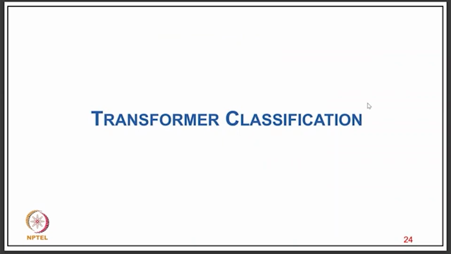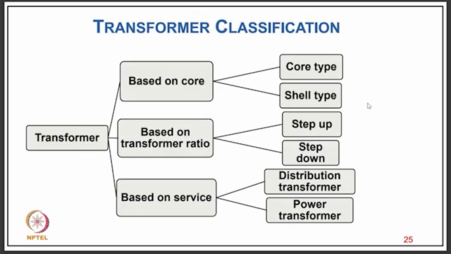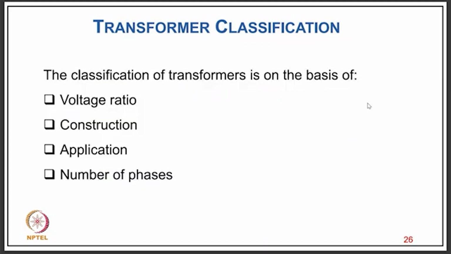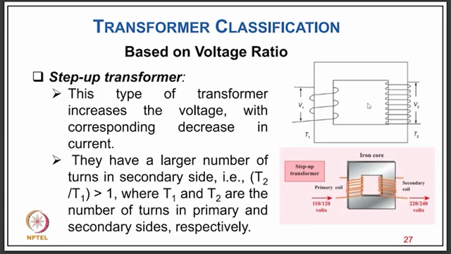So with this we can of course classify the transformers. We classify the transformers basically on the basis of core, that is, how the core construction is. So we have 2 types, core type and shell type. The second classification is based on the transformer ratio, step up or step down, and the third is based on the service, like a distribution transformer and a power transformer. Many other applications can also be classified based on the service. So we have classification of transformers on the basis of voltage ratio, construction, application, and number of phases. This is another way of classification.